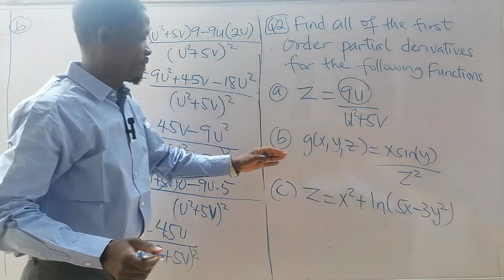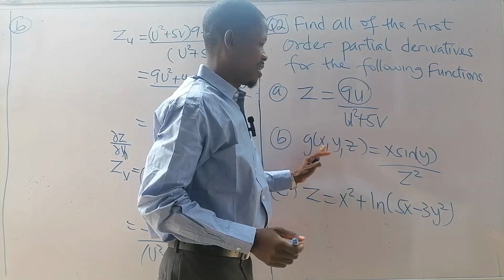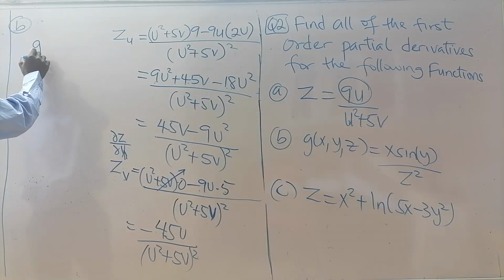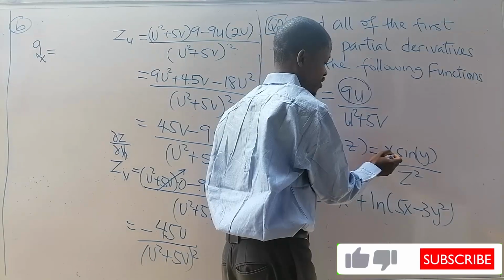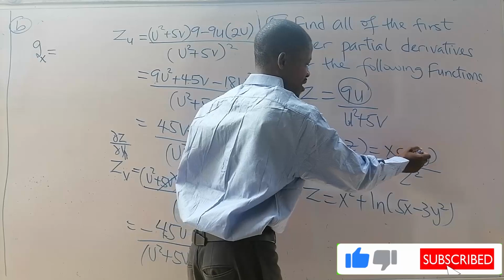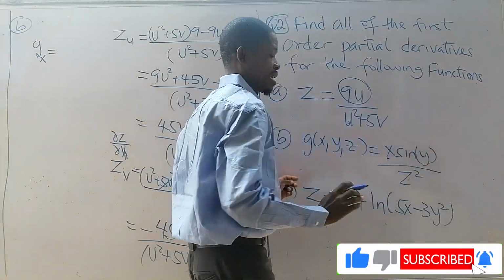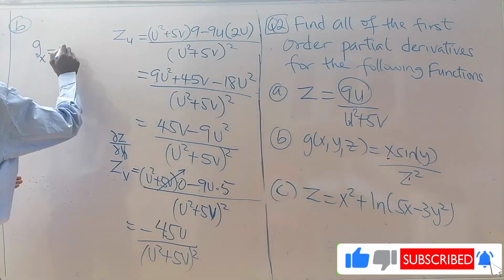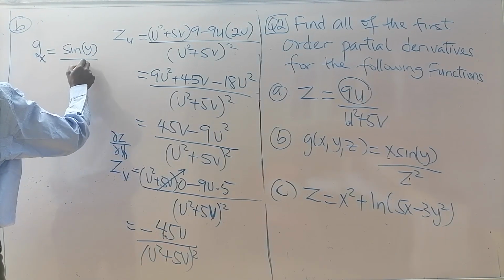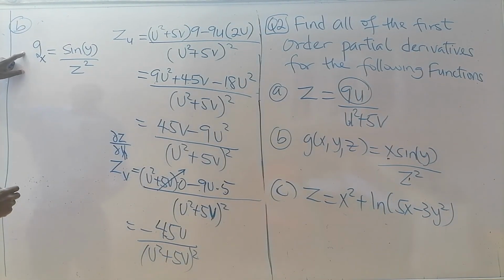The next part is a function of 3 variables, x, y, and z. So we are going to take the partial derivative with respect to x. We spot the x function and differentiate that. y and z will be kept as constants. And that will be equal to sine y all over z squared. Okay, that's the first one.